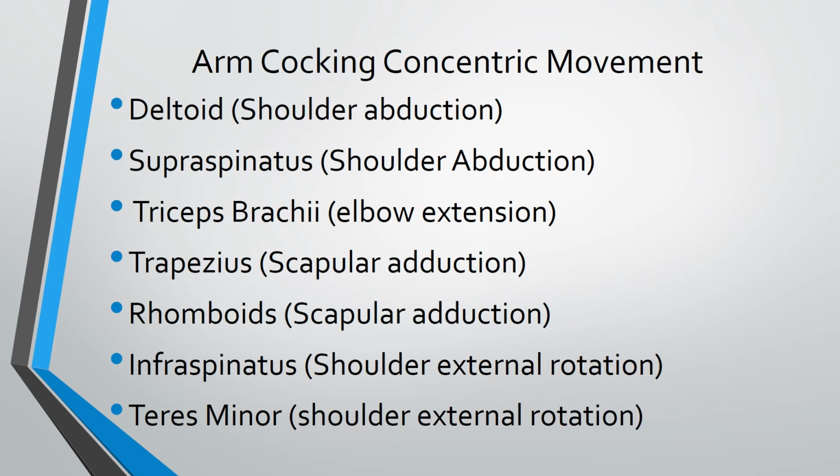The arm cocking concentric motion is performed by the deltoid with shoulder abduction, the supraspinatus with shoulder abduction, triceps brachii with elbow extension, trapezius with scapular adduction, the rhomboids with scapular adduction, infraspinatus with shoulder external rotation, and teres minor as well with shoulder external rotation.